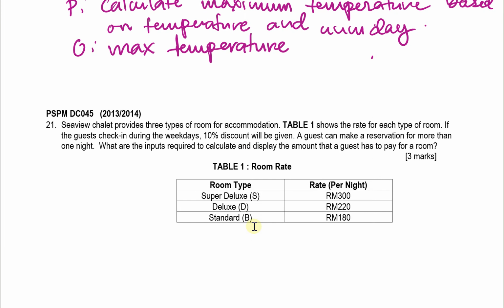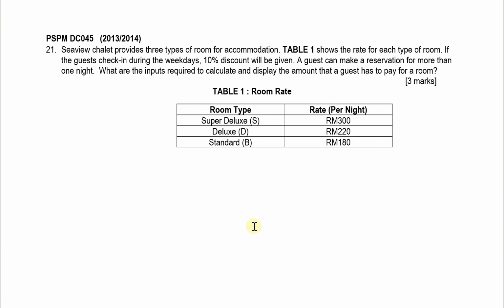Okay, next for question number 21. First of all, you need to read the question first. Seaview Chalet provides 3 types of room accommodation. Table 1 shows the rate for each type of room. If the guest checks in during the weekdays, 10% will be given. A guest can make a reservation for more than one night. So what are the inputs required to calculate and display the amount that a guest has to pay for a room?